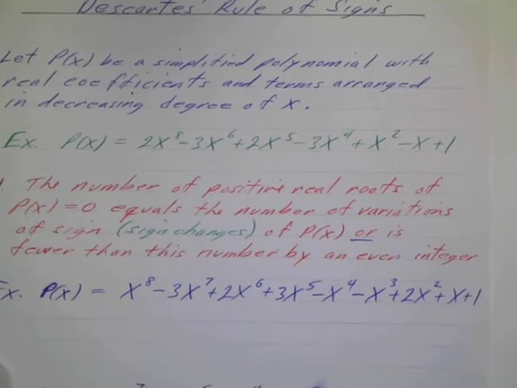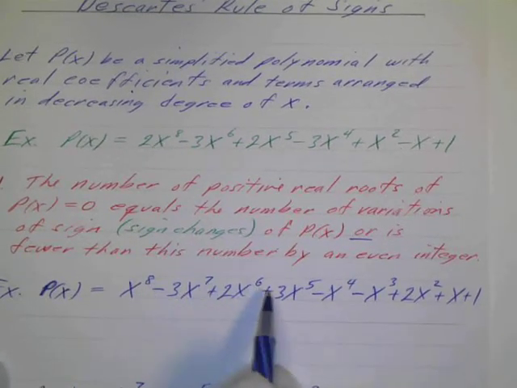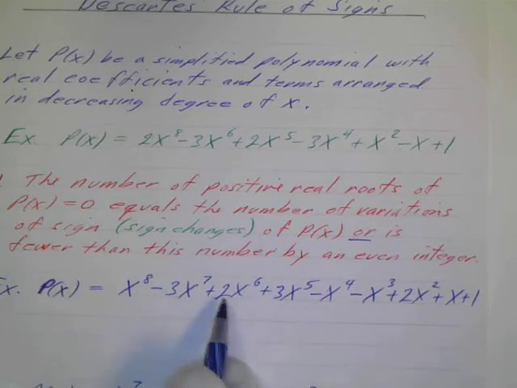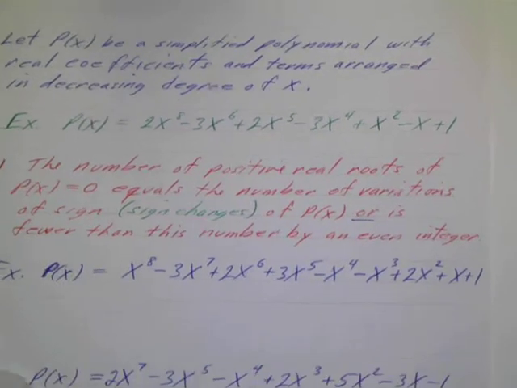So here's a polynomial, and we check. We have descending powers. Okay? And these are real coefficients. The coefficients are real numbers, not imaginary numbers, or i's, things like that, or 2i, stuff like that. Those are imaginary numbers. These are real numbers.